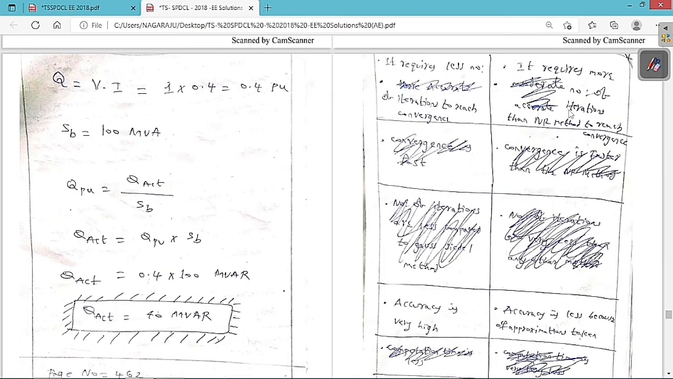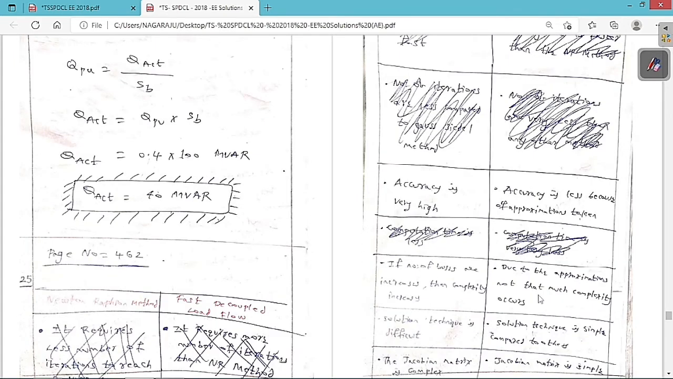Whereas in case of the fast decoupled load flow, it requires more number of iterations than the Newton-Raphson method to reach the convergence. And also I already told you, accuracy is very less because of the approximations taken, because we are going to take a lot of approximations in this one. As we are taking the approximation, accuracy is less, but the complexity will decrease. And the solution technique is very simple compared to the others, and the Jacobian matrix is also very simple. So this is the important comparison between the Newton-Raphson method and the fast decoupled method.